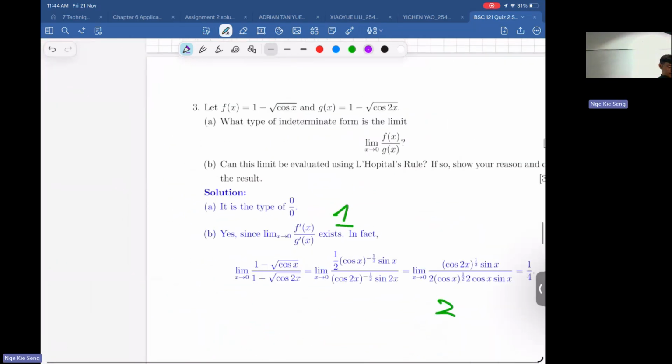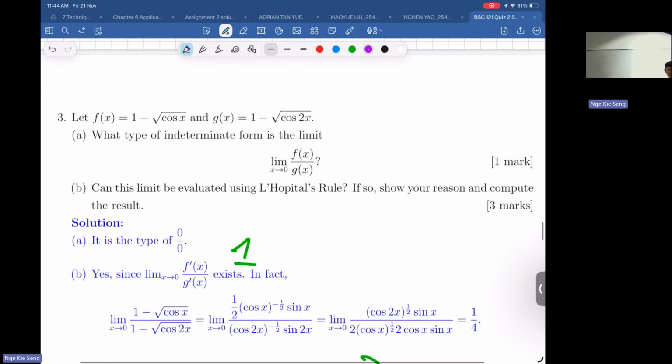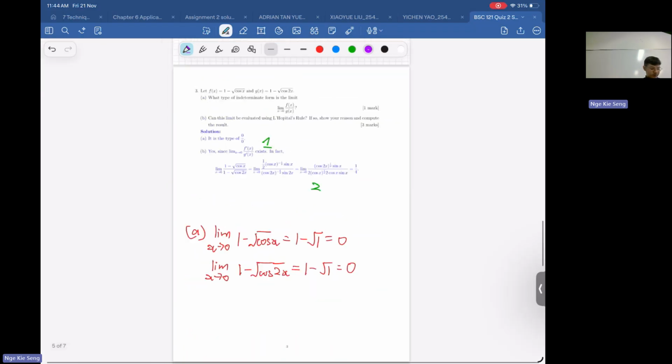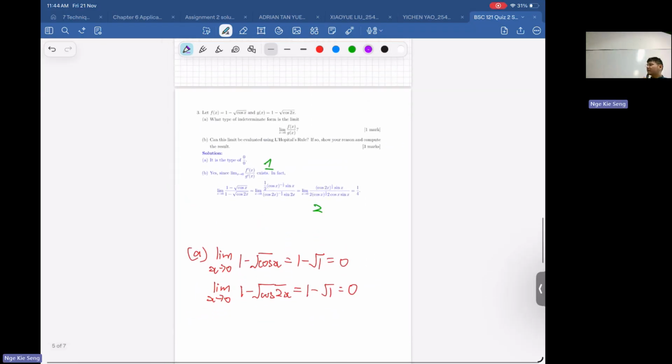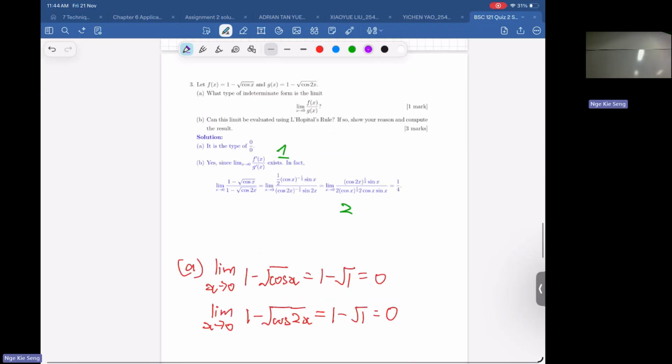Question 3. You are given these two functions here, and asked what the intermediate form is. We are preparing you for L'Hopital's rule. Very good that every one of you tried to compute the limit as x goes to 0 and showed that it's 0 over 0. But this solution here is not complete. You need to add in your reason, so I have added my reason here. I think most of you did this, which is good.